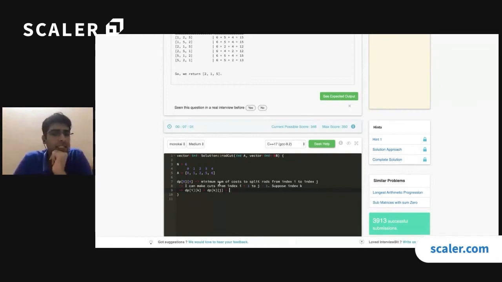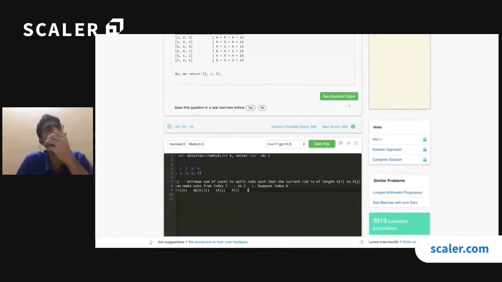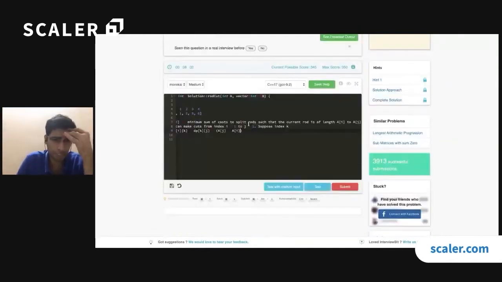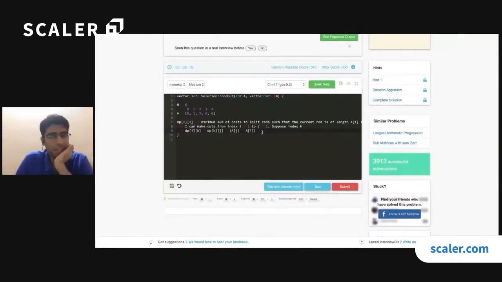So I can say the minimum sum of cost to split roads such that the current road is of length i to j, or what we say, ai to aj. This seems to make some sense. Then I will add the current length of the road. That will be aj minus ai plus 1, right? Or will it be equal to aj minus ai? So this DP relation seems to be fine.